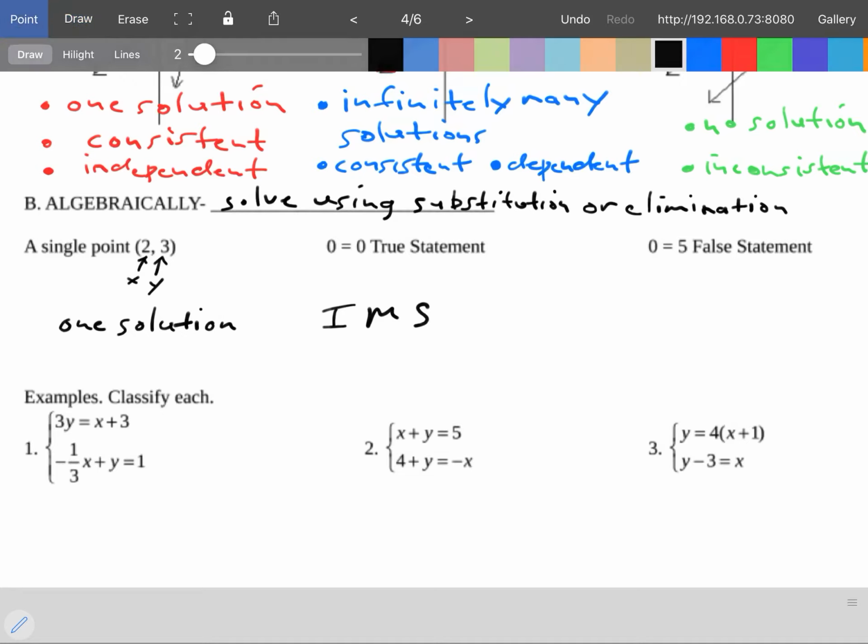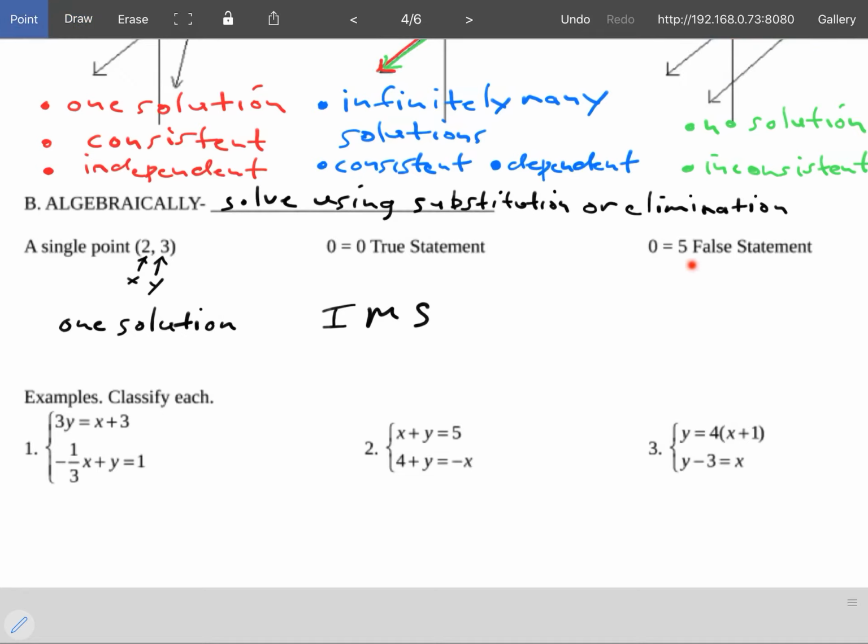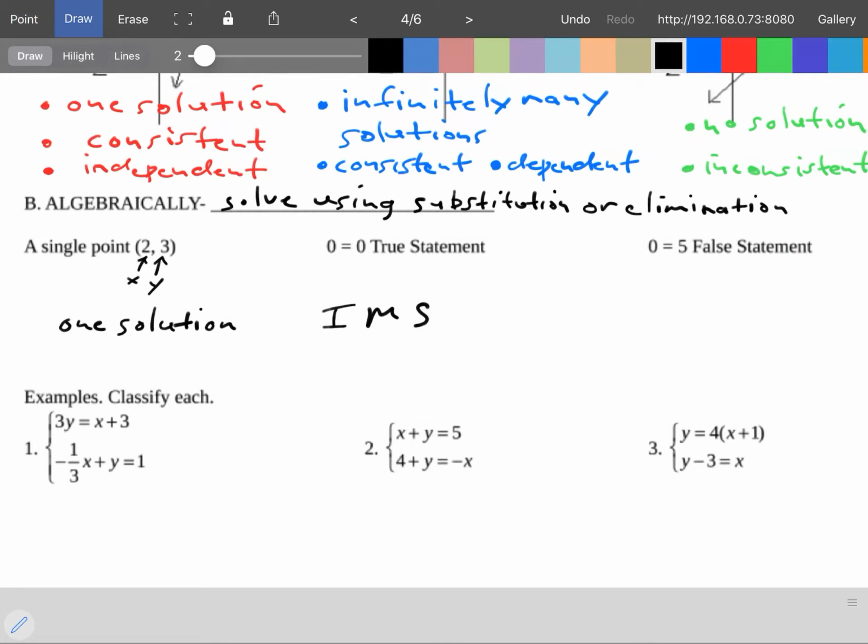And then the third case, again, is where the two lines are parallel. If you're solving either using elimination or substitution, and again all the variables cancel out, and you end up with a number not equal to some other number, a false statement like 0 equals 5, then you know there's no solution. Now, if you don't want to write out no solution, you can also use this symbol right there, which also means no solution.